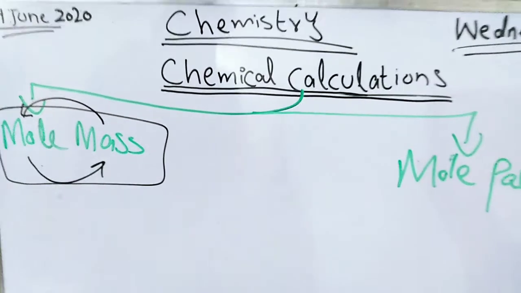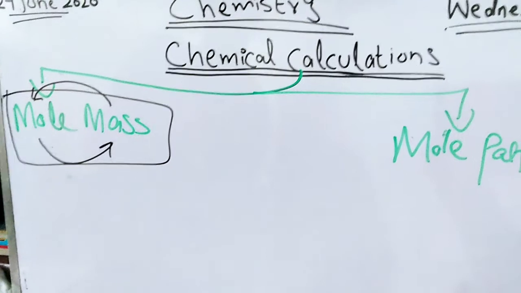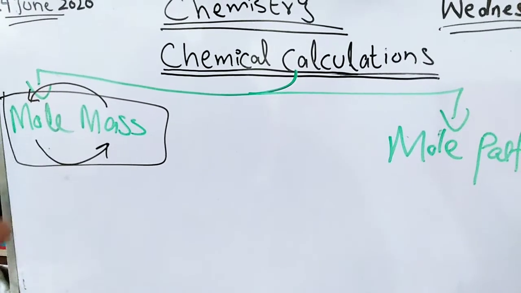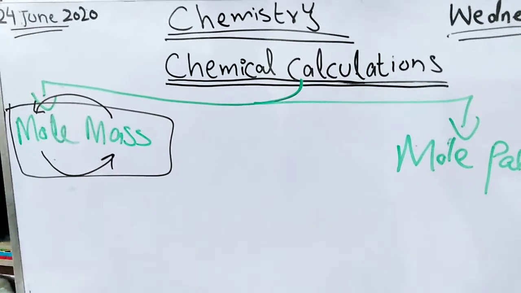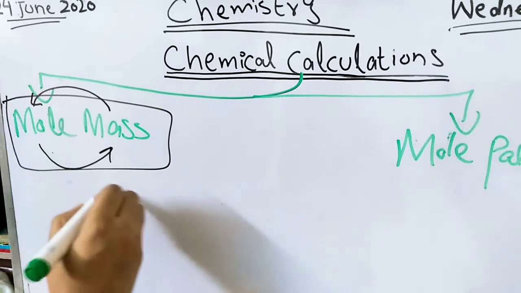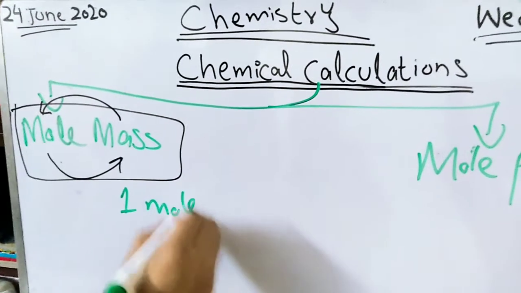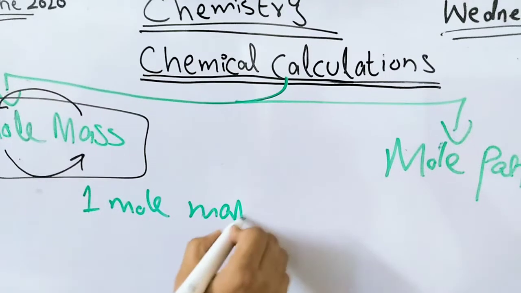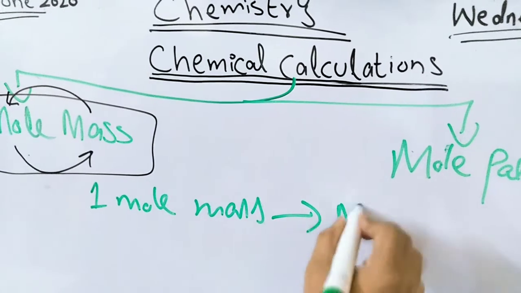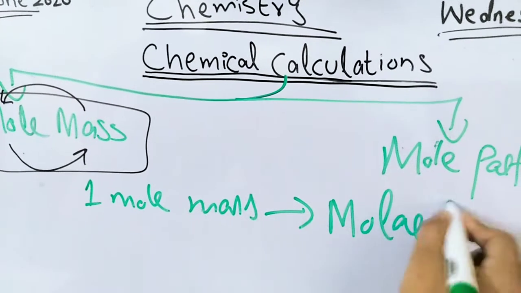Today we are focusing on finding the mass of 1 mole of an element, and one thing more: the 1 mole mass is also called the molar mass of that element.